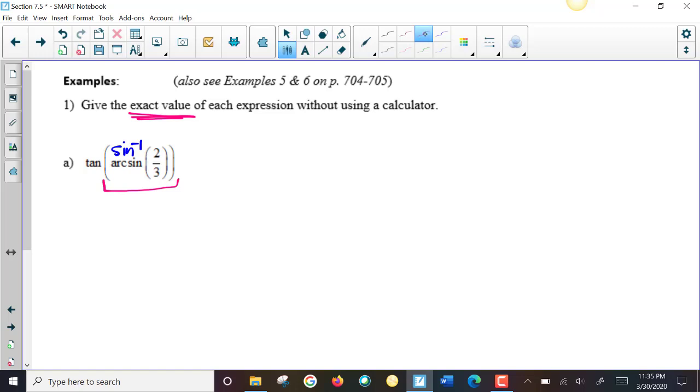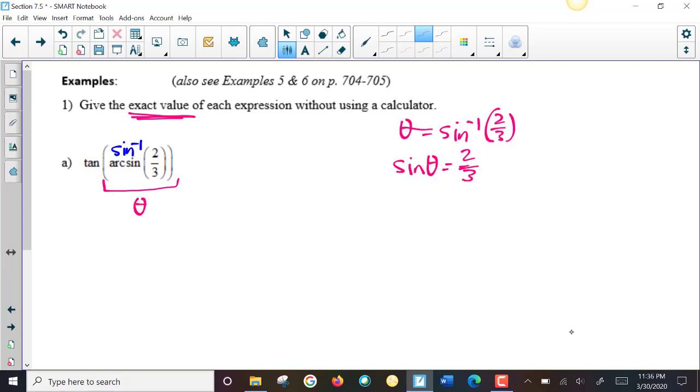So to get an exact value, we're going to have to set up our reference triangle to represent that angle. So I'm going to call that angle theta. So theta is the inverse sine of 2/3, then that means theta is an angle whose sine is 2/3. Because that value is positive, that means we are in quadrant 1. So that angle theta is in quadrant 1.